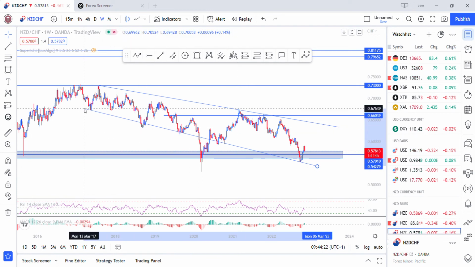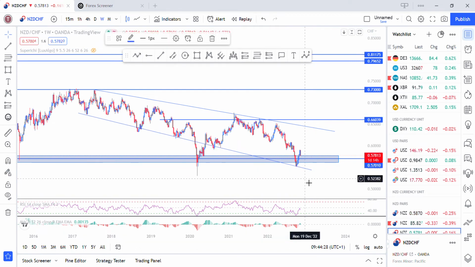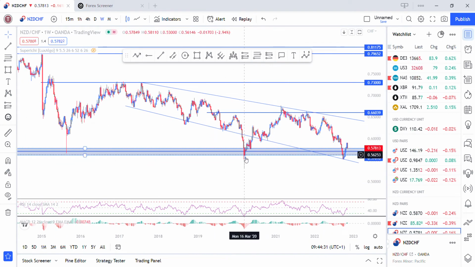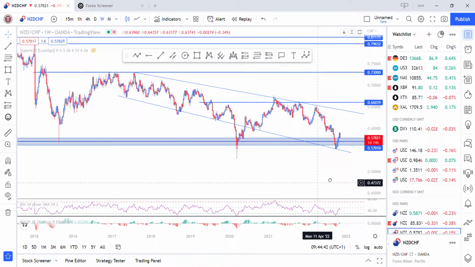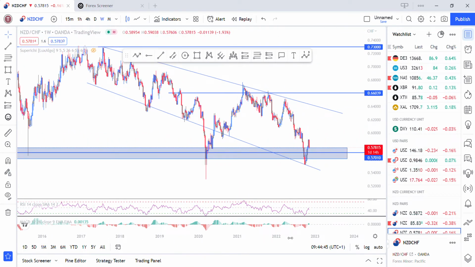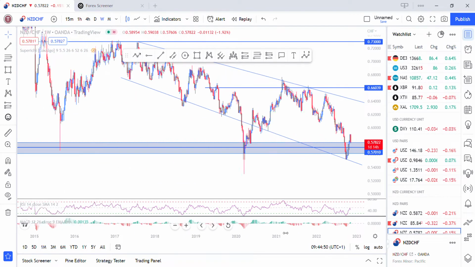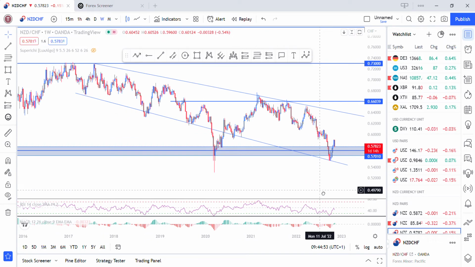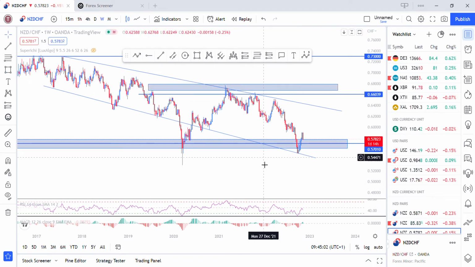Let's see. Alright, now the reason I'm keeping this despite it being really disrespected over here is because throughout the majority of it, you could see that price has respected this trend line over here. That's why I'm keeping it. Let's see, what else can we get? That played very nicely.